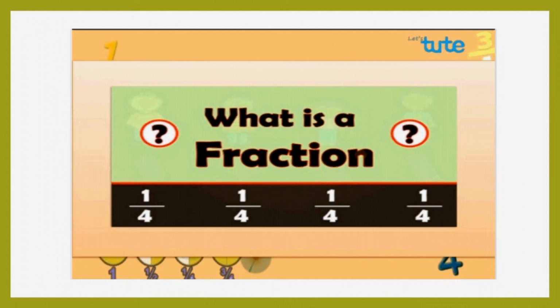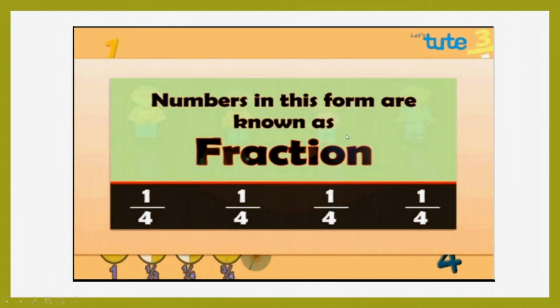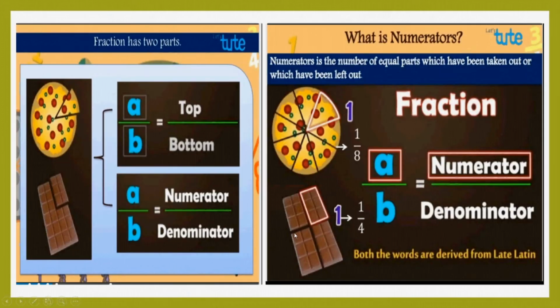What is a fraction? Numbers of the form a by b are known as fractions. A fraction has two parts, the top part and the bottom part. The top part is called the numerator and the bottom part is called the denominator. Let us see what is a numerator and what is a denominator.